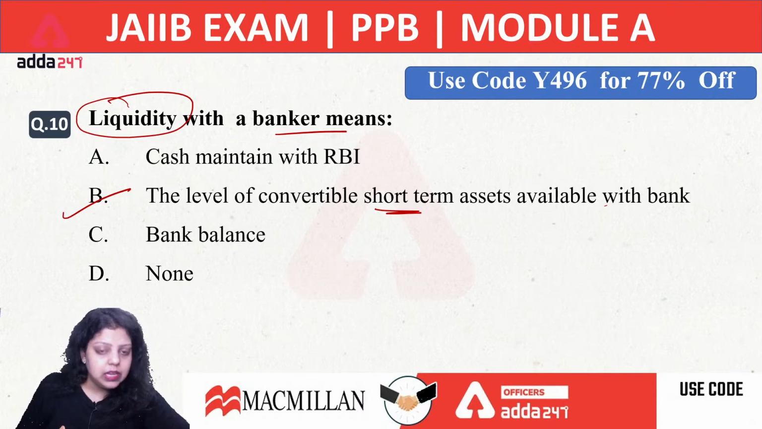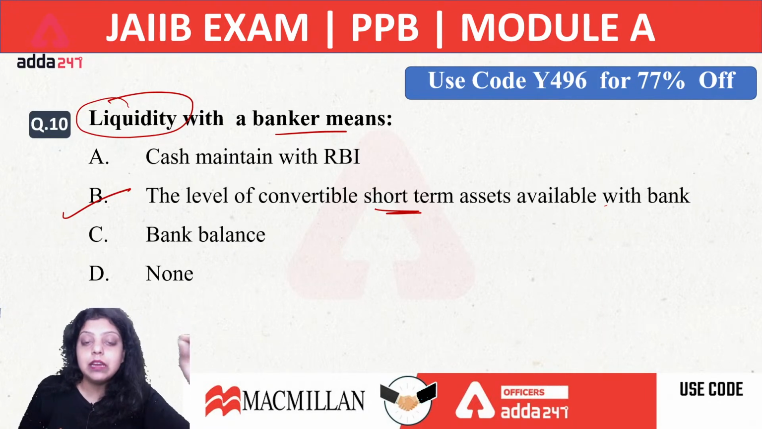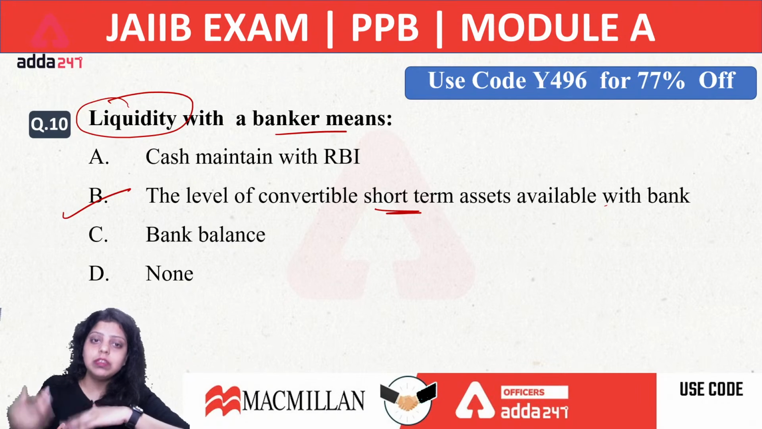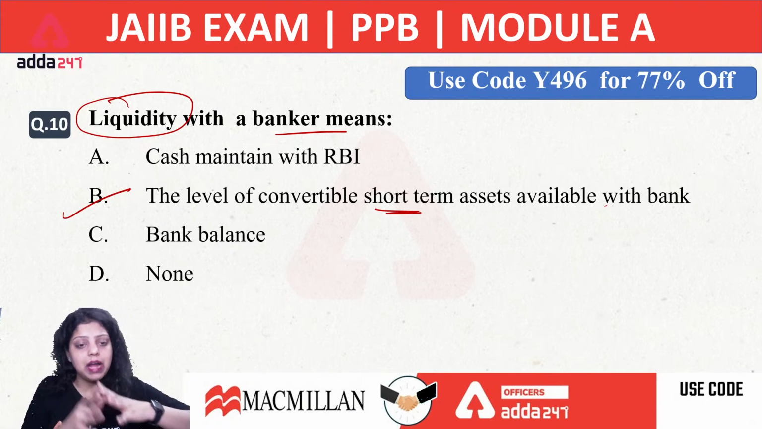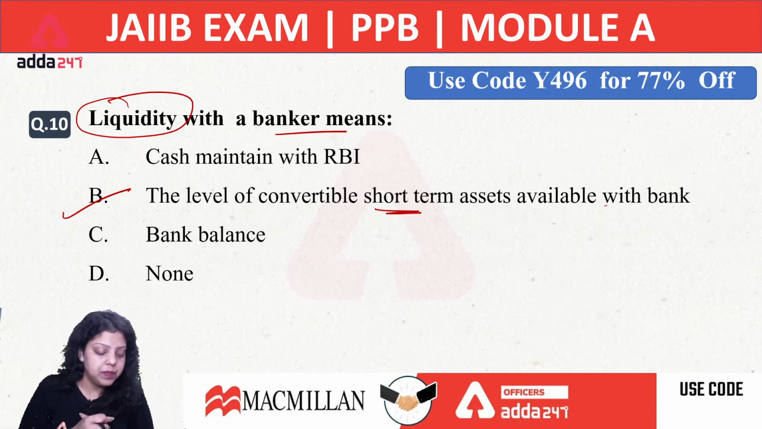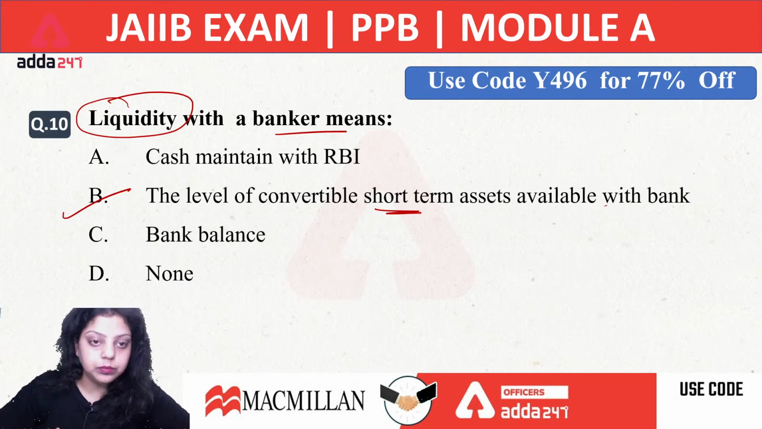Why not A? Cash maintained with RBI, it is CRR, cash reserve ratio. It is not with the bank. This amount is not with the banker. This amount is with the RBI. So when we are saying cash maintained with the RBI, it is your CRR, cash reserve ratio, and it is not with the banker. The bank is maintaining it with the Reserve Bank of India. So right answer will be your B.